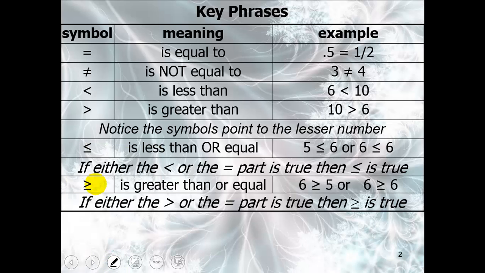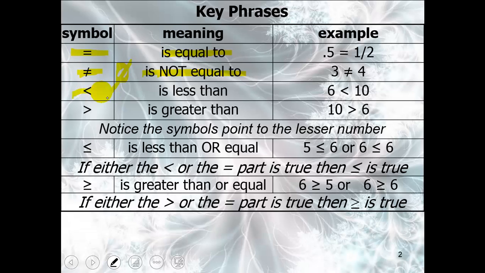Okay. All right. We need to remember some key phrases that have a corresponding relationship to a symbol. So if your symbol is equals, the meaning of that is equal to. An example of that would be 0.5 is equal to 1/2. They have the same value. They look different, but they represent the same thing. Now, if you have an equal sign with a line through it, that means is not equal to. You've seen this, that's not equal to, all right? So 3 is not equal to 4.